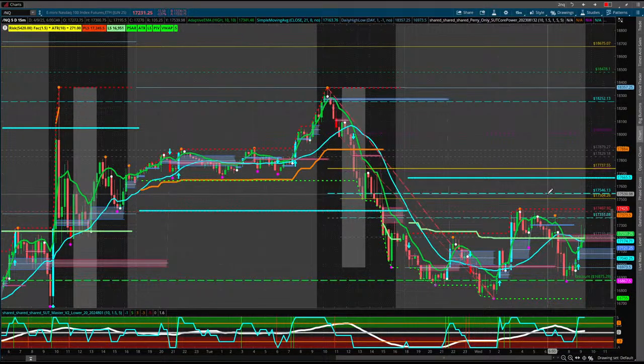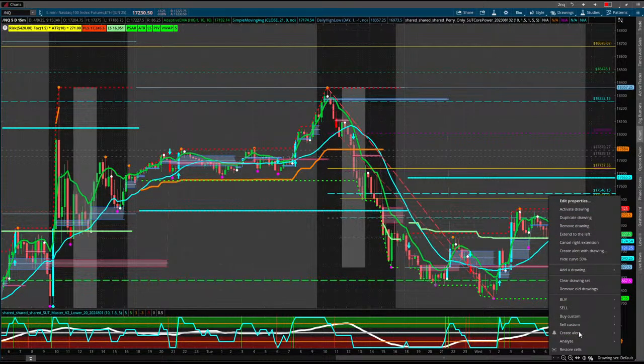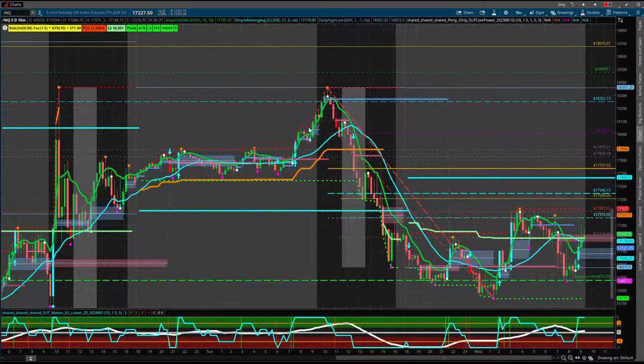So if we break out above 17,546, I'm going to begin looking for potential short opportunities. My bias is bearish here. It would take a lot to change it. Even if we rallied higher, I'm going to be under the assumption that eventually that rally higher is going to retrace lower, just like it did yesterday.